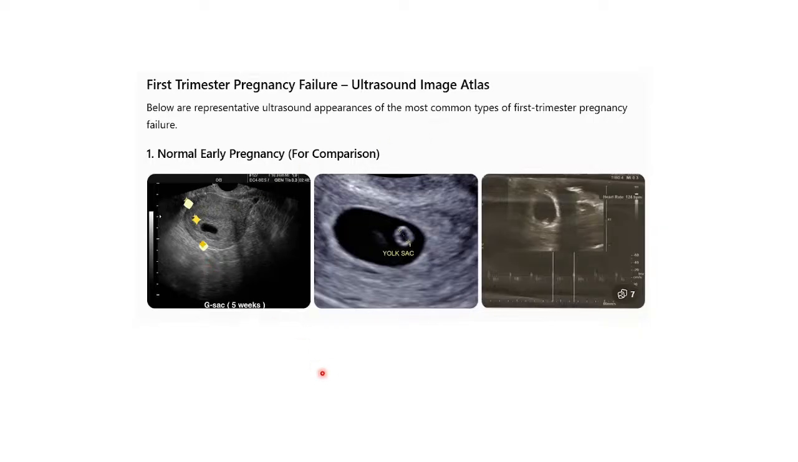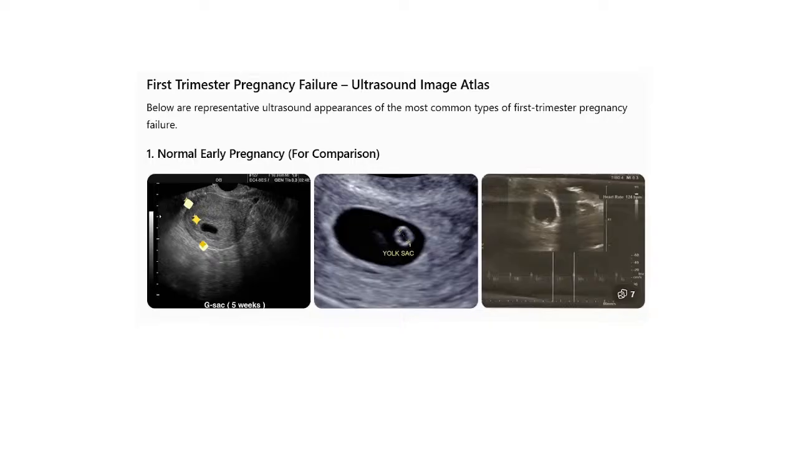Number one is a normal pregnancy for comparison. In a normal pregnancy, you are supposed to see the decidual sign, the double decidual sign, that ring that we have. And if you zoom in, you can see the yolk sac is present there. So this is the standard normal ultrasound scan that you all know of.